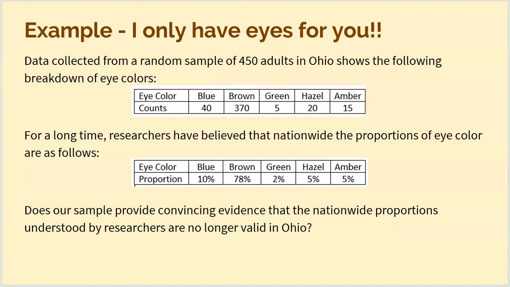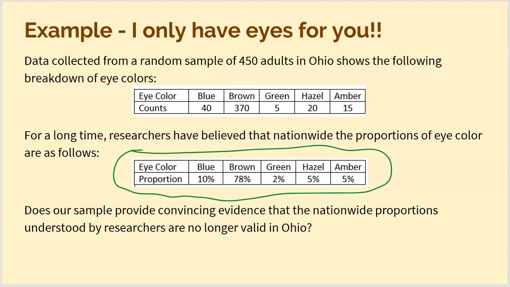Now, here's where the fit comes in. For a long time, researchers have believed that nationwide, throughout the US, the proportion of eye colors has followed this distribution: 10% blue, 78% brown, 2% green, 5% hazel, and 5% amber. So this is what we were expecting to see, right? And we want to see how well our data fits with what was expected. And if it fits pretty well, then I guess Ohio's no different than the rest of the nation. But if it doesn't fit well, if it's too far off from what was expected, that's when we might see that maybe this distribution that's true for the nation is no longer true for Ohio.